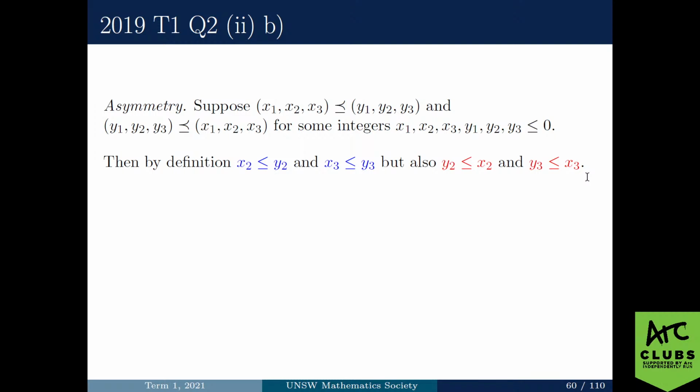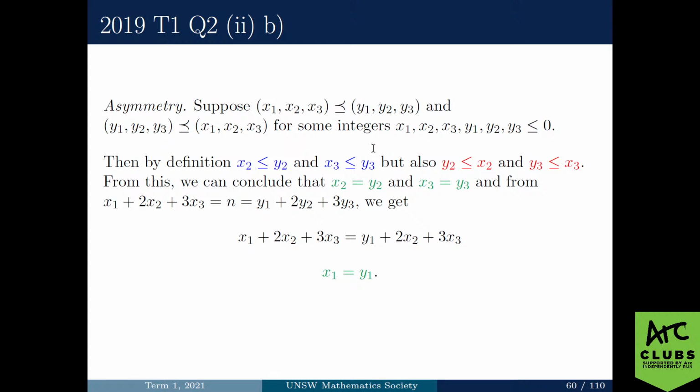X2 and Y2 are equal and X3 and Y3 are equal. Yeah, right? So x2 must be equal to y2 and x3 must be equal to y3, right? So we've already started proving that these tuples are in fact the same by proving that x2 is equal to y2, and x3 is equal to y3. So that's pretty cool. But what else do we need to prove? We need to prove that x1 is equal to y1.